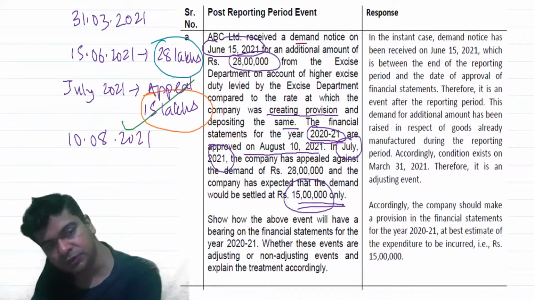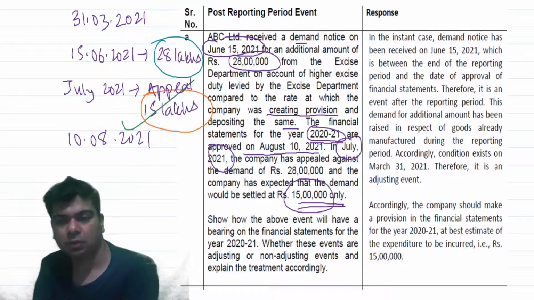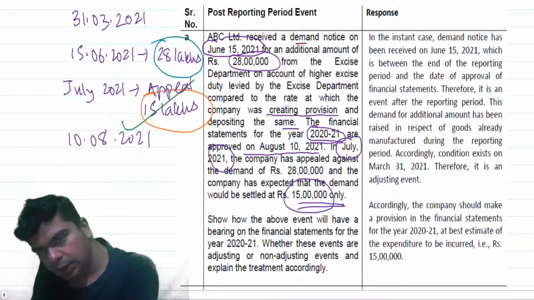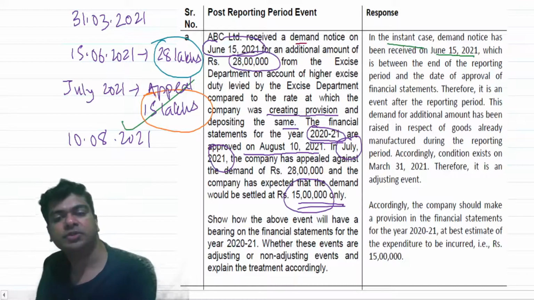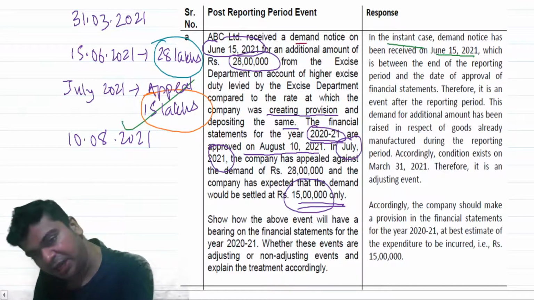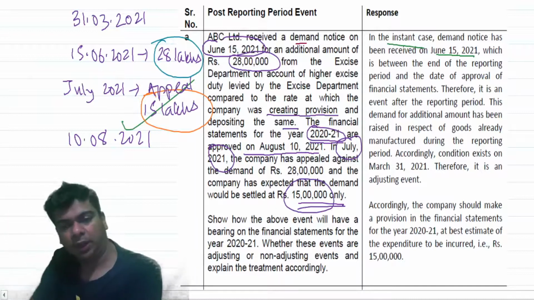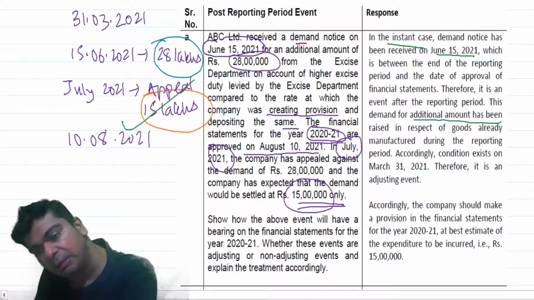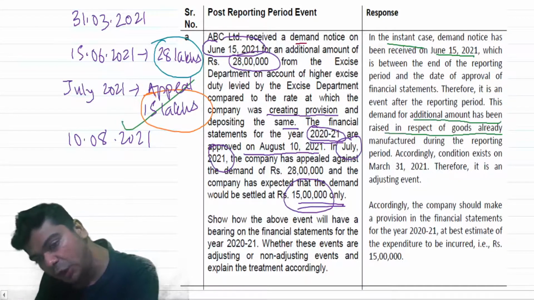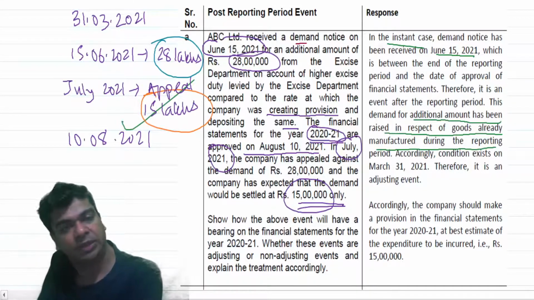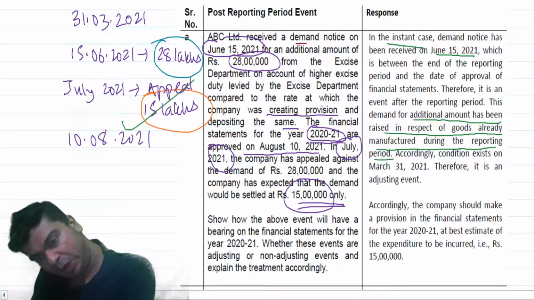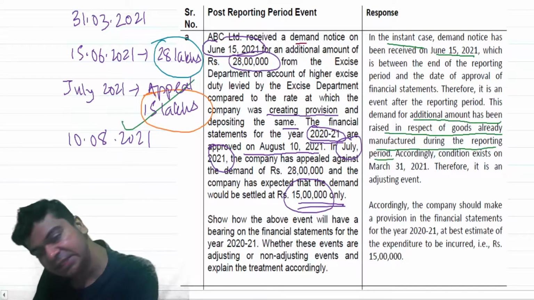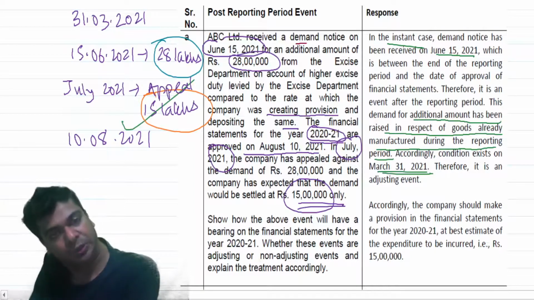Let's see the response. In the instant case, demand notice has been received on 15 June 2021, which is between the end of the reporting period and the date of approval of the financial statements. Therefore, it is an event after the reporting period. This demand for additional amount has been raised in respect of goods already manufactured. I told you, excise duty can be demanded only when the manufacture has got completed. And that's the reason we can say that the condition is existing on 31st March 2021.